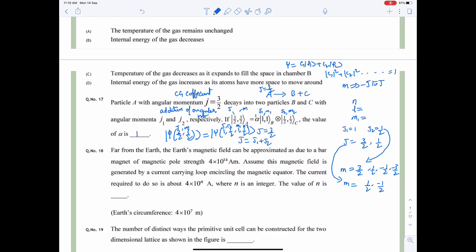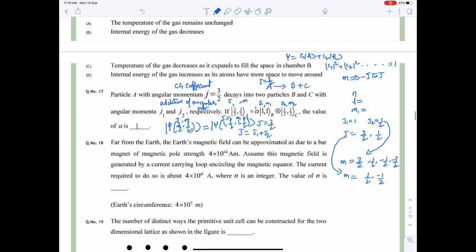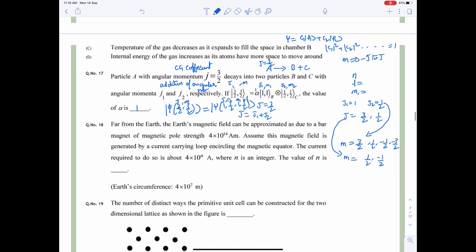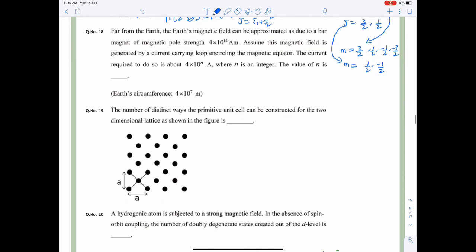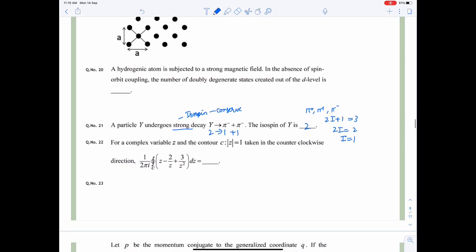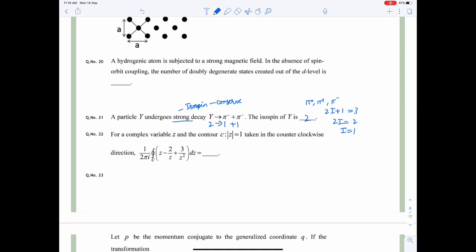So now the next sum: a hydrogenic atom is subjected to a strong magnetic field. In the absence of spin orbit coupling, the number of doubly degenerate states created out of the d level is. So you have to tell how many states.